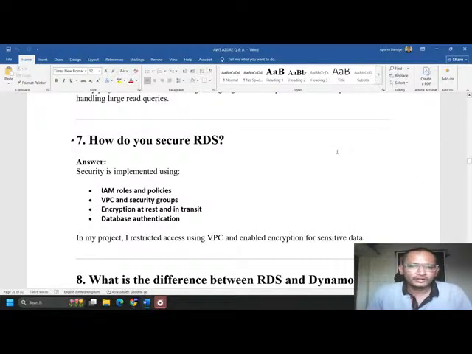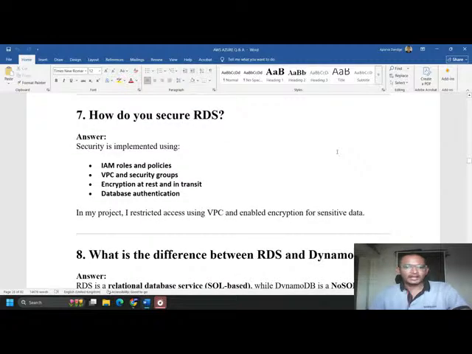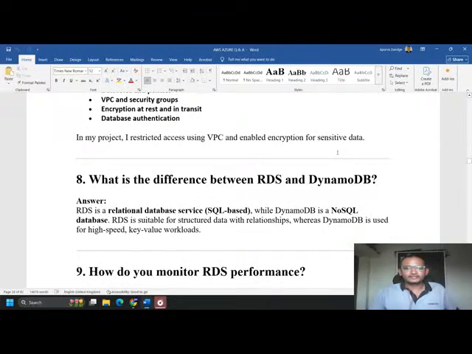How do you secure RDS? Security is implemented using IAM roles and policies, VPC and security groups, encryption at rest and in transit, and database authentication. In my project, I restricted access using VPC and enabled encryption for sensitive data.